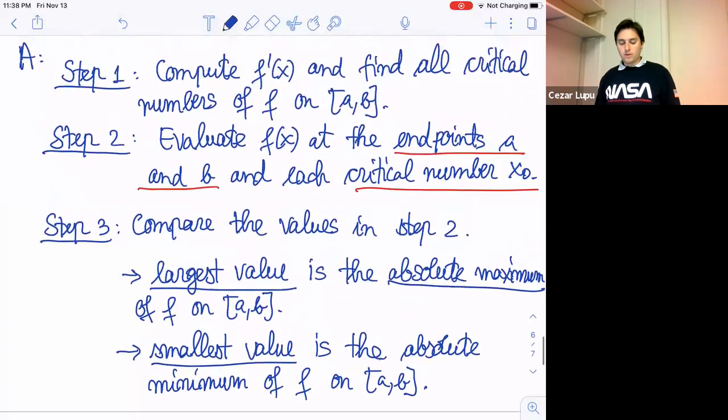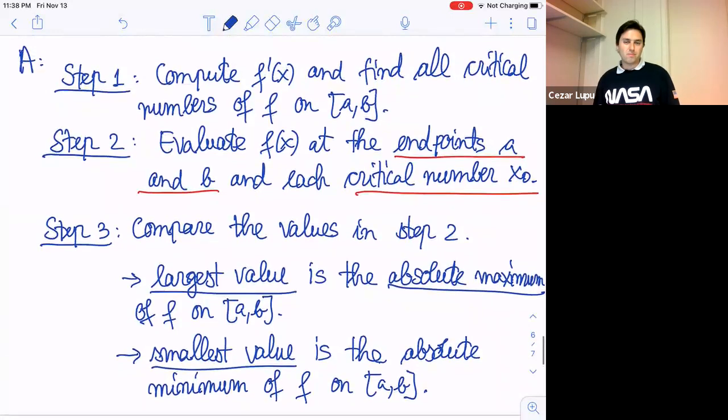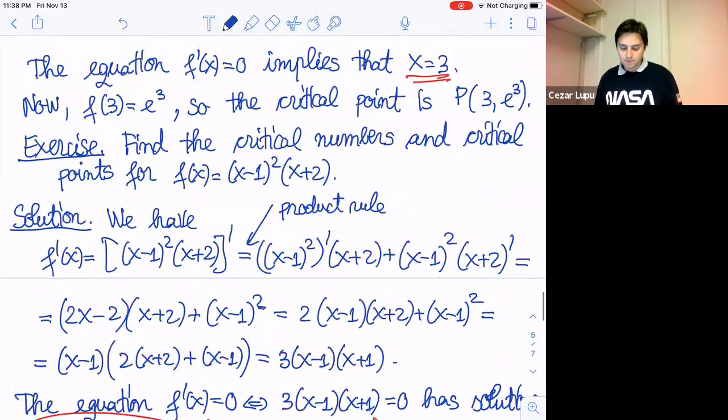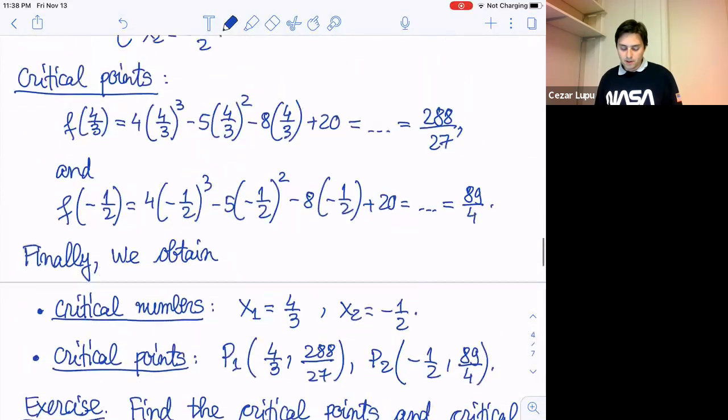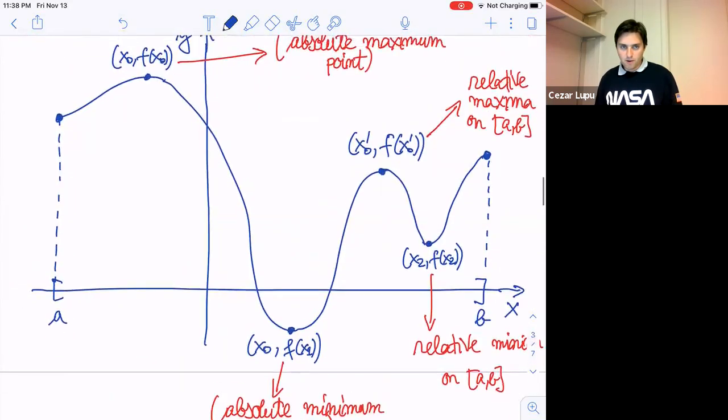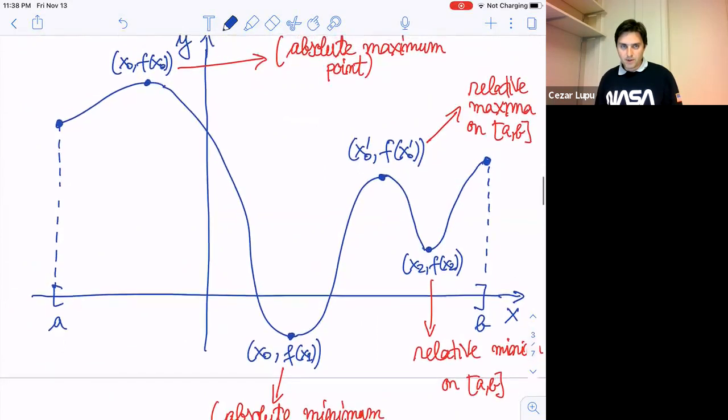Okay, so these are the 3 steps that you need to remember. Well, it's kind of obvious. Remember we had that picture before. Let me go back to it. That's the picture I'm talking about. So keep this picture in mind. You have an absolute max, an absolute min, a relative max, a relative min. We have absolute extrema and relative extrema.